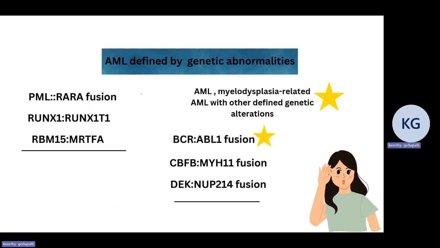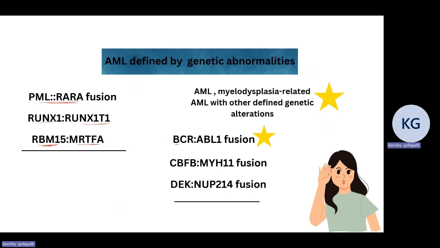In the fusion part, you have 6 entities. We all know APML, right? Acute promyelocytic leukemia is nothing but your PML-RARA. That we remember, right? Then remember RUNX1-RUNX1T1. Then one more R is RBM15-MRTFA. So this is one group: PML-RARA, RUNX1-RUNX1T1, then RBM15-MRTFA. This is one group. Then you know BCR-ABL, right?